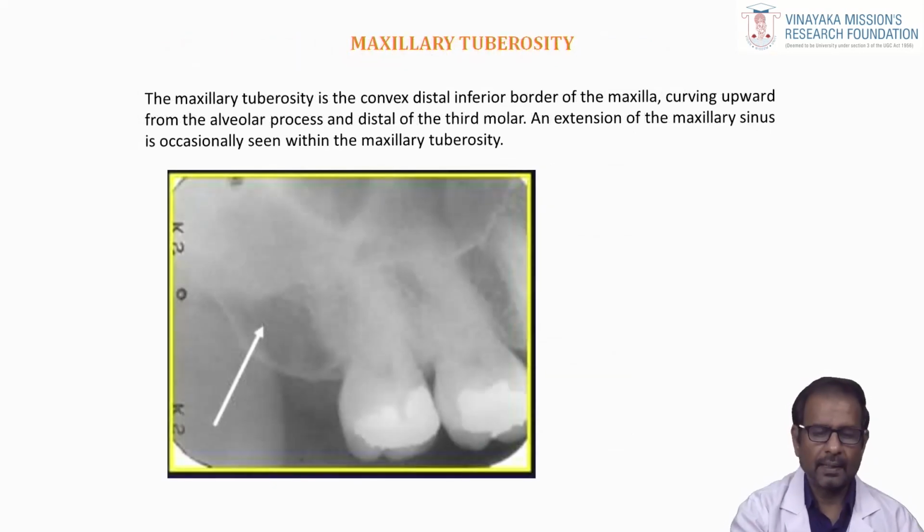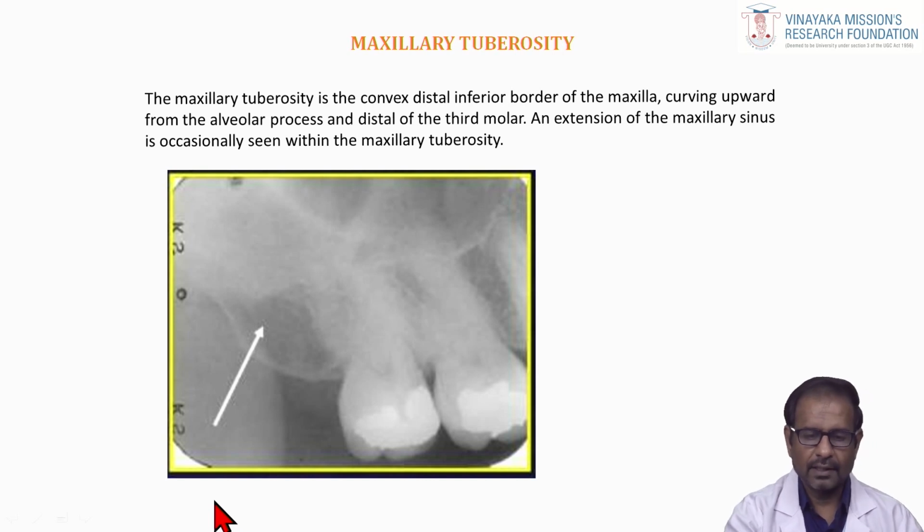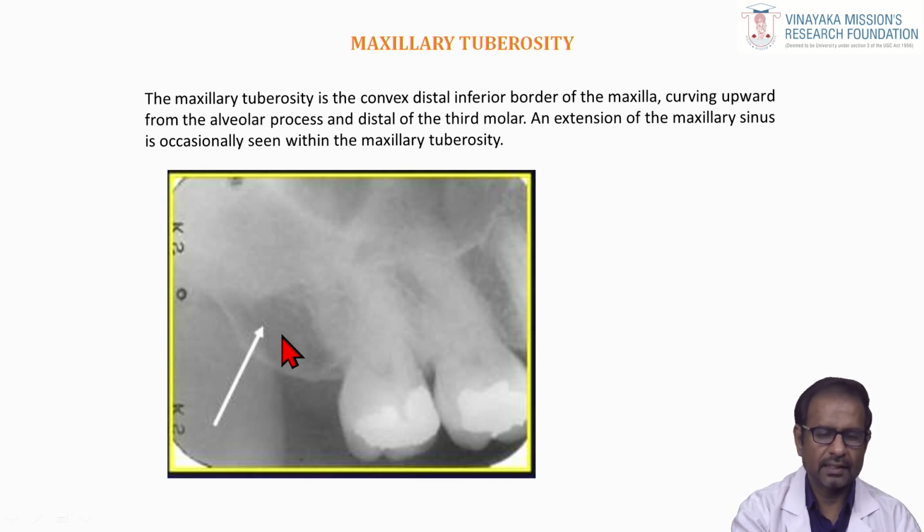Then the maxillary tuberosity. The maxillary tuberosity is the convex inferior border of the maxilla, curving upward from the alveolar process and distal to the third molar. Here is the third molar. Distal to the third molar, the curved, round-shaped radiopaque bone is called the maxillary tuberosity. An extension of the maxillary sinus is occasionally seen within the maxillary tuberosity.